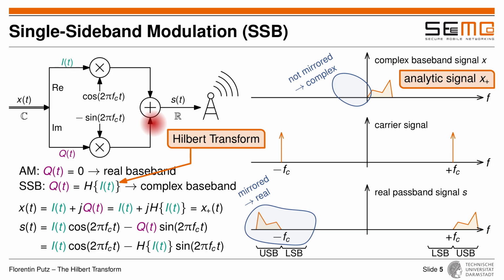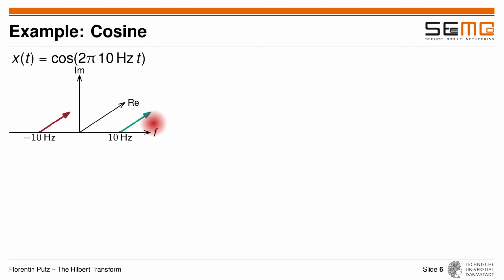Okay, so let's look at an example to show you how to actually calculate the Hilbert transform and also how to use it to build an analytic signal. And for this example, I will show it to you using a cosine wave.